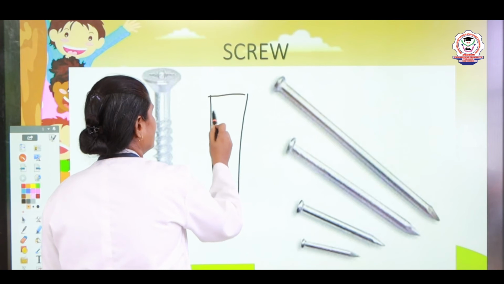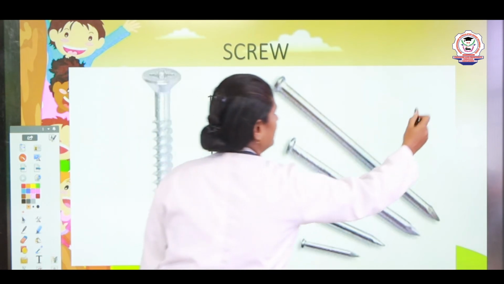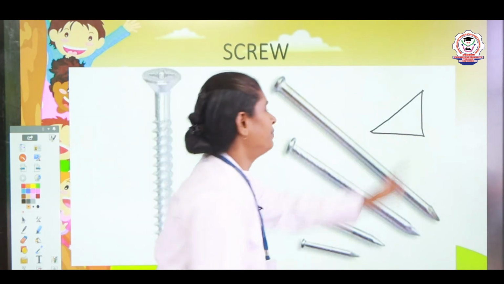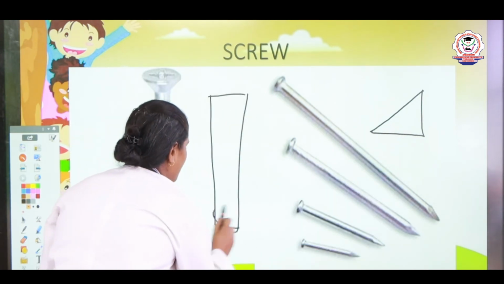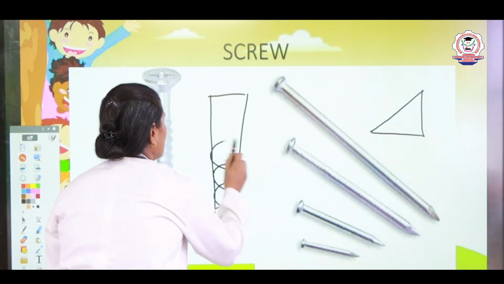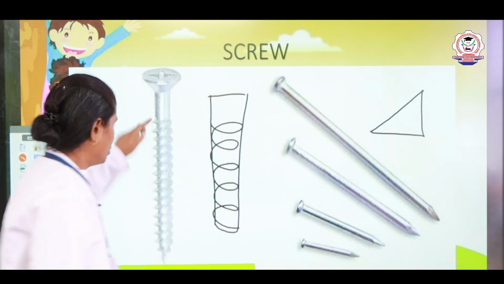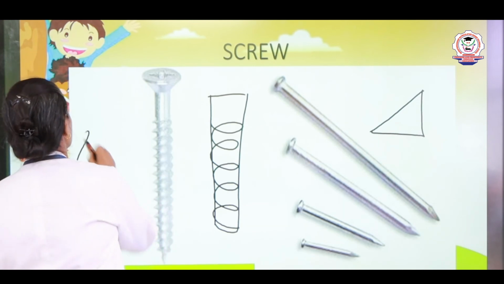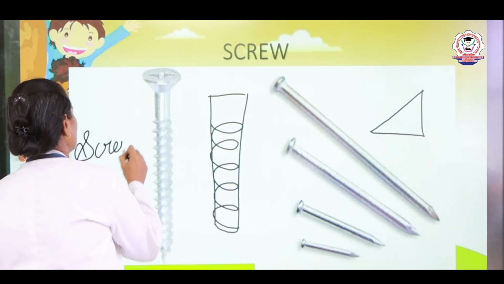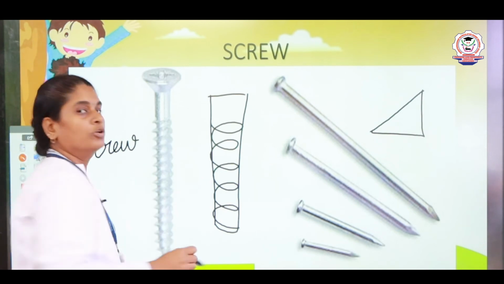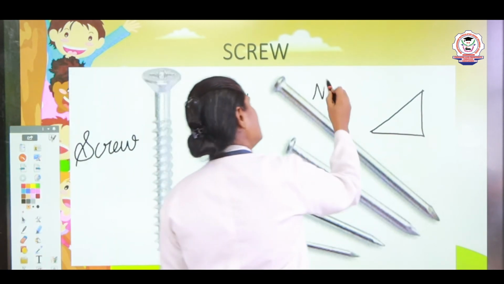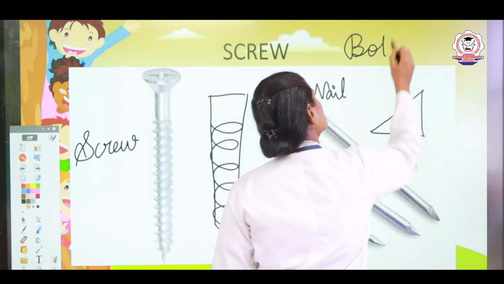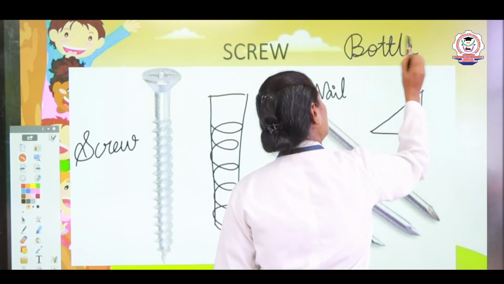In this, the inclined plane. So, what is inclined plane? This is known as inclined plane. This inclined plane is wrapped, thereby it has formed a spiral structure like this. You can see here, right. So, this is known as screw. The examples of screw are screw, nail, and then bottle opener, bottle cap.